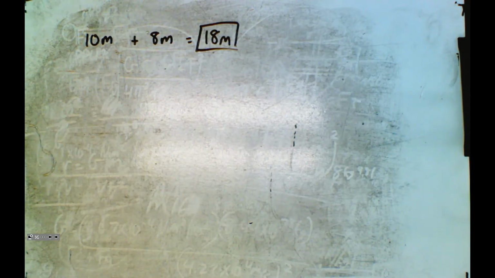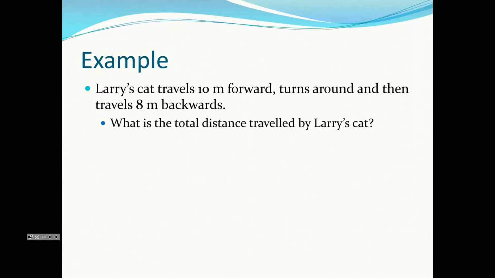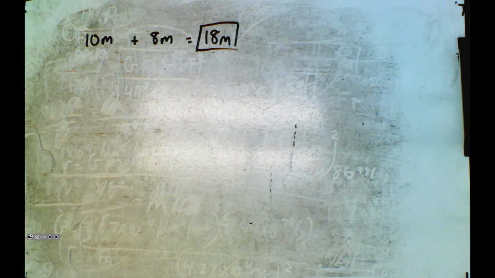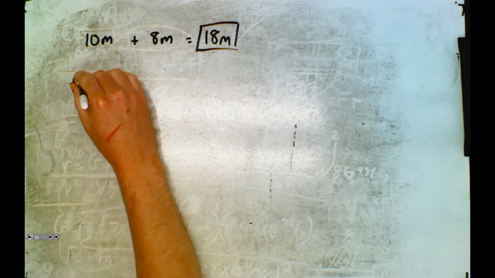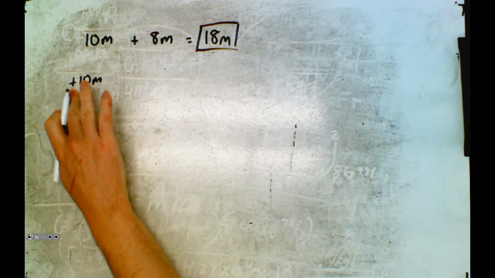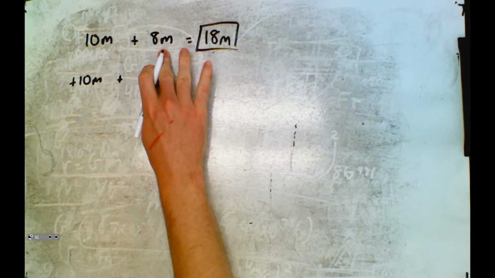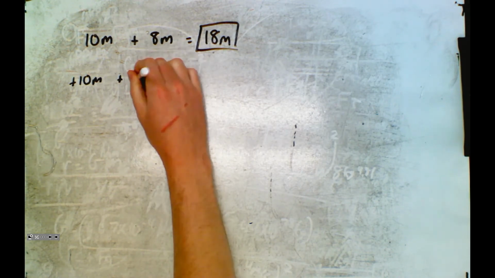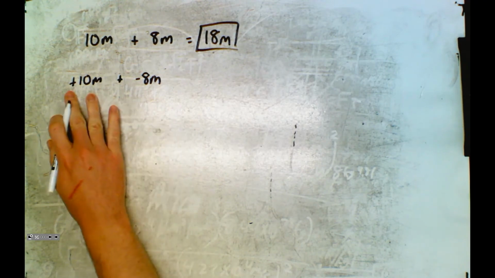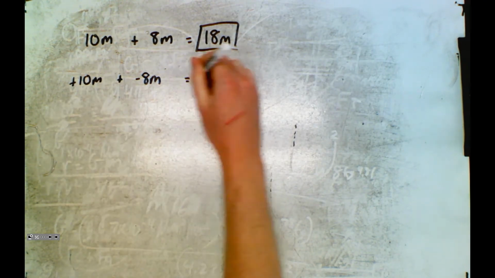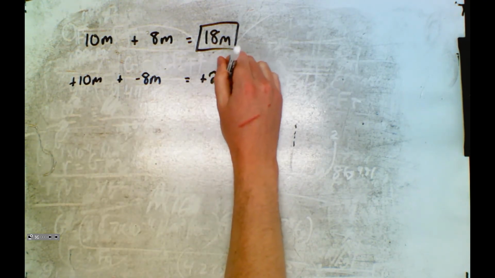That's it. That's all I need. But if I look at this in terms of displacement, what is the net displacement of Larry's cat? Well, displacement, I care about those positives and negatives. So I'm going to make forwards positive, backwards negative. So instead of saying 10 meters, I'm going to say positive 10 meters, because positive means forwards. And then Larry's cat goes 8 meters backwards. I still add them, but I'm going to add negative 8 because it's backwards. So positive 10 plus negative 8 is going to equal positive 2 meters.